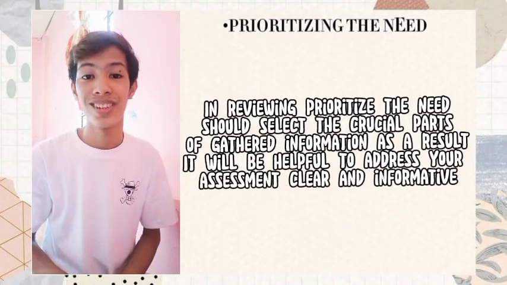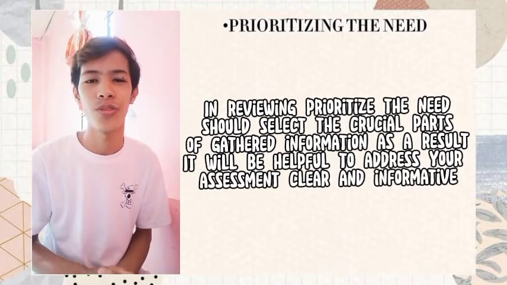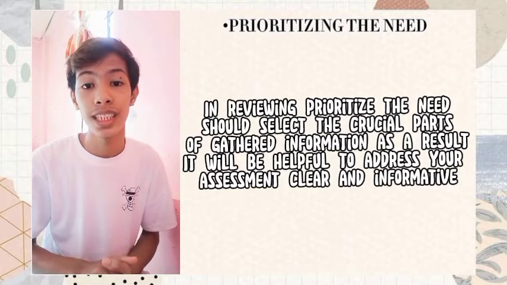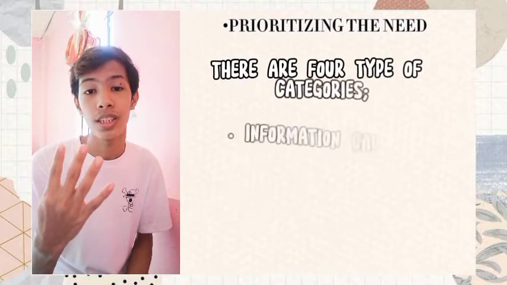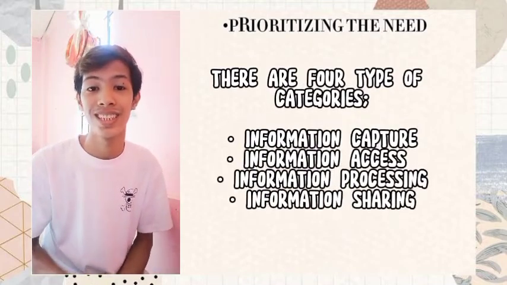In reviewing and prioritizing the needs, you select the important parts of the gathered information. As a result, it will help make your assessment clear and informative. There are four types of categories that help obtain the information thoroughly.